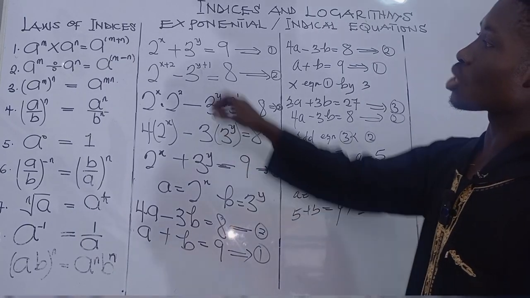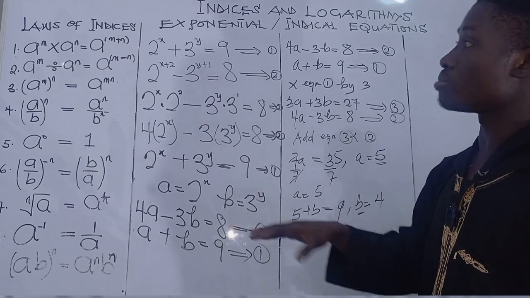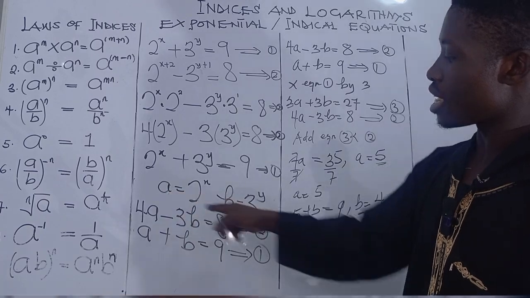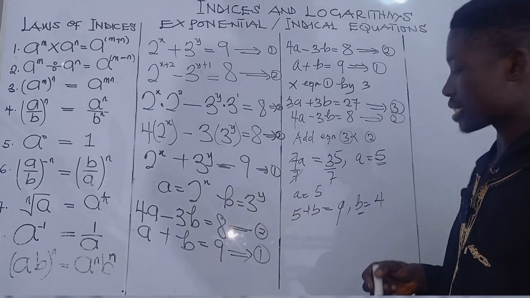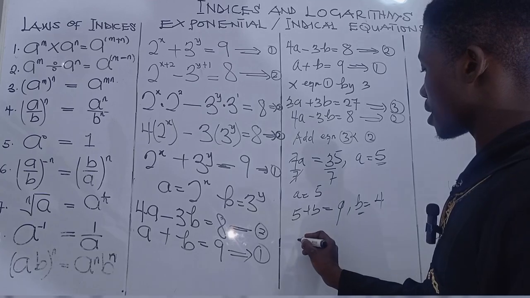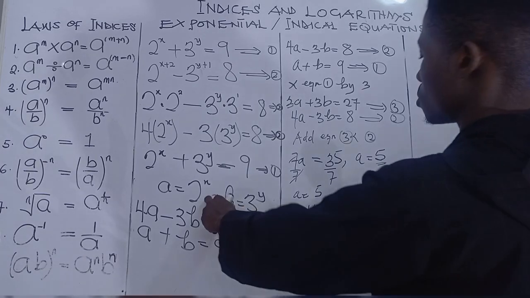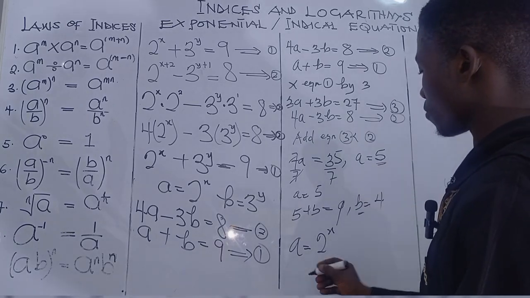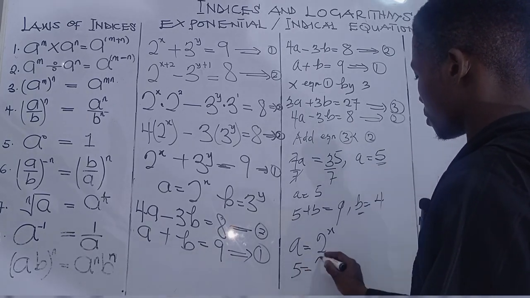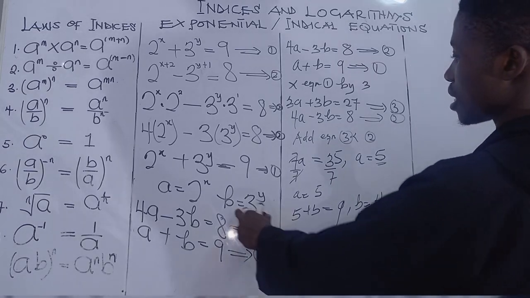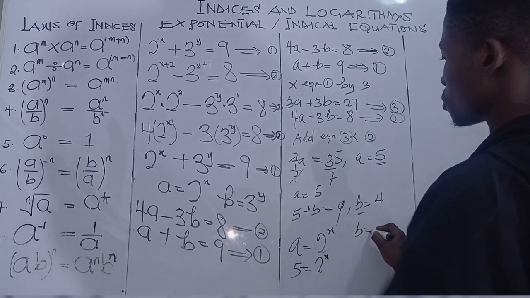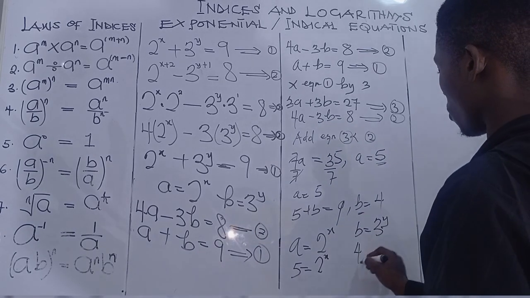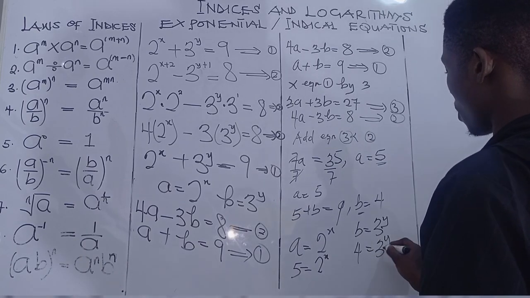But I realize that in the equation we don't have a and b, but we have x and y. We introduced a variable a and b, so we have to bring back our x. So we said that our a is equal to 2 raised to the power x. And what is the value for a? Our a is equal to 5. And then we said that our b is also equal to 3 raised to the power y. What is the value for b here? Our b is equal to 4, which is equal to 3 raised to the power y.